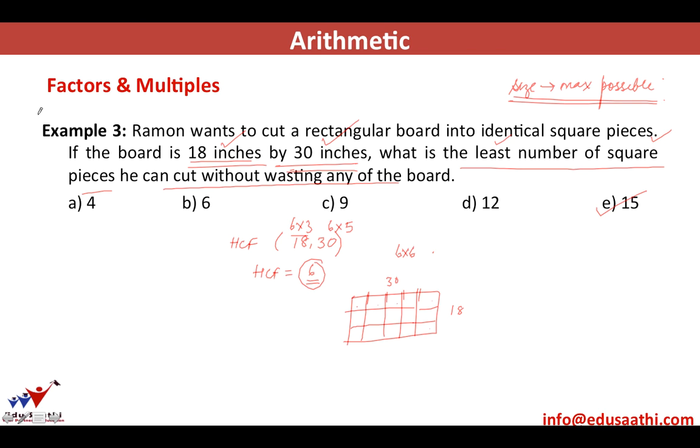Now whenever you get a question of this type, you have to keep in mind that this question is related to HCF. HCF means you are cutting something. Cutting means you are dividing something. That means when a division has to happen, the number has to be a smaller number.